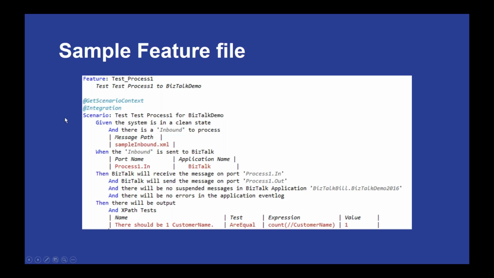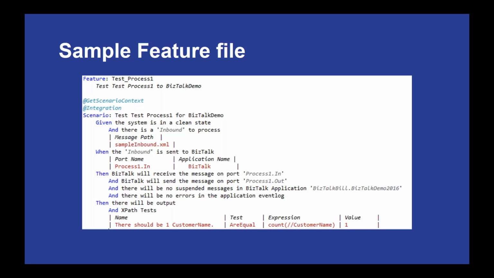Okay, so basically, this is a sample feature file from SpecFlow. What you'll see is, given the system is in a clean state. I wrote that code. It's code in a .NET helper for SpecFlow, and it goes out and looks at BizTalk. The only thing it does at the moment, I haven't actually implemented the code that will go out and clean up any suspended messages or anything like that.